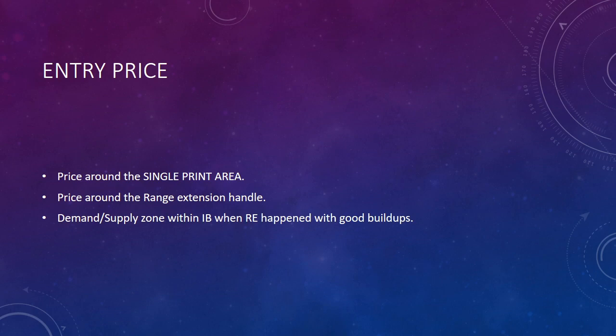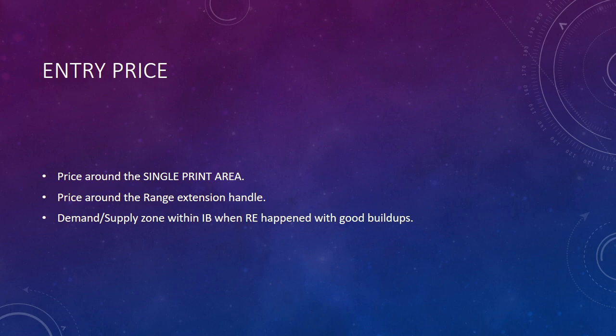And in case of a range extension, you would have the IBH or IBL as the stop. For example, if you are entering a range extension down at the IBL, because the range extension down happens at IBL, you would be entering somewhere over there. So your stop loss would be IBH. If the IBH and IBL range is very wide, then you would have to put your stop loss near the biggest supply zone that is there within the IB.